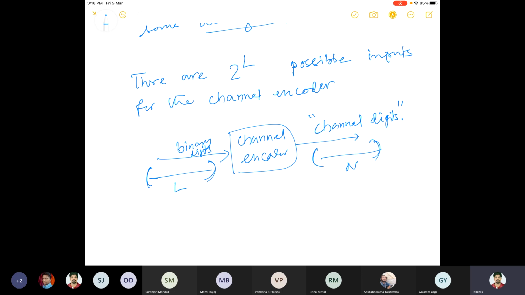So I can call these code words, because I may use some other scheme instead of binary code. I may use ternary or something else for my channel digits. Instead of writing 2 to the power L every time, suppose M is the number of elements in the input, which is 2 to the power L, and for each such sequence of binary digits, I have to produce a sequence of channel digits of length capital N.